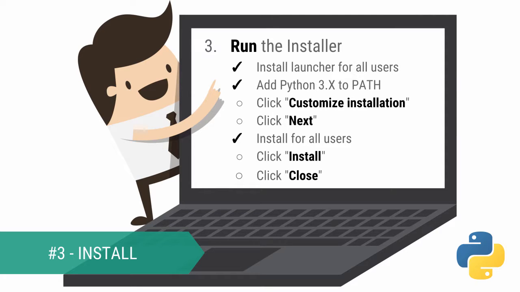Once we have the software, we have to install it. Now we have specific options that we have to use. I'll walk you through each one of these. We're going to be doing a custom installation. We're going to install for all users, and we're going to be adding Python to our path so that it's easy to run our programs.